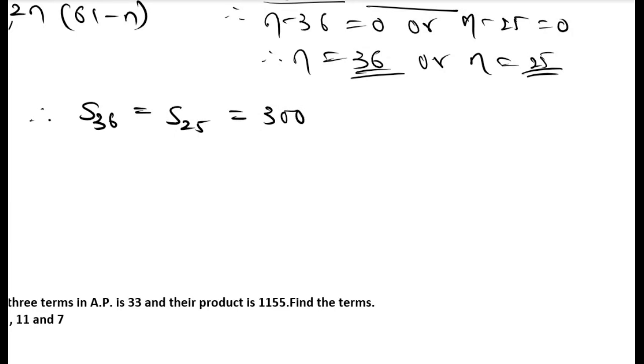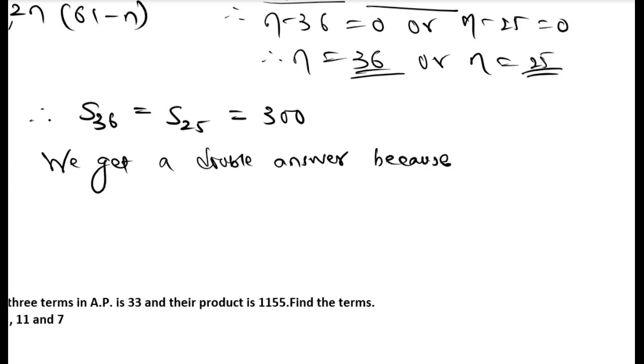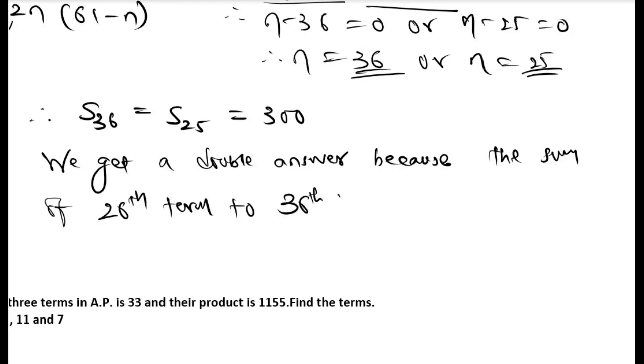Why the double answer? Because you can write that we get a double answer because the sum of the 26th term to the 36th term must become 0.